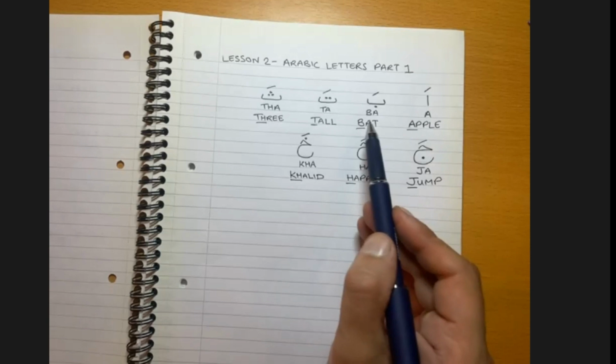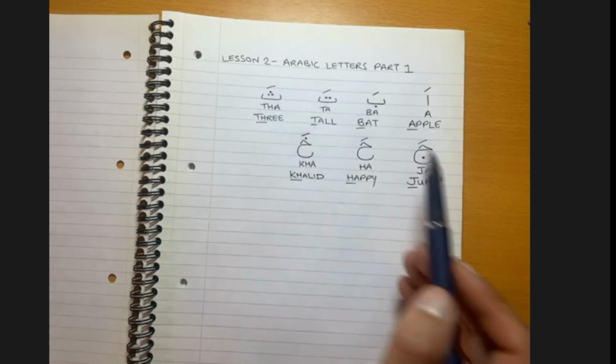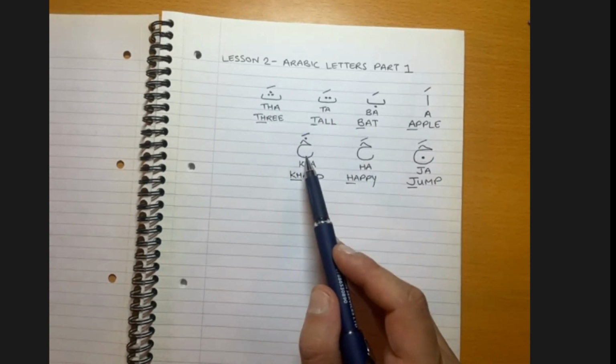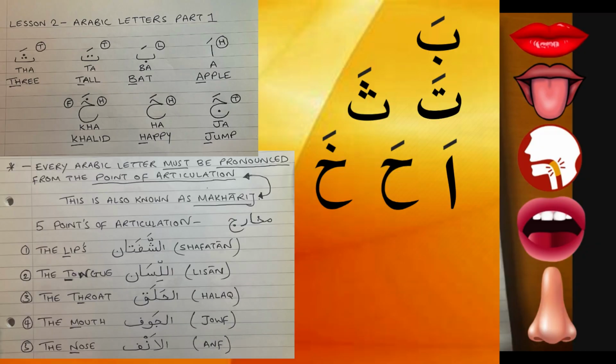We've got A, Ba, Ta, Tha, Ja, Ha, and Kha. Let's look at the points of articulation now for these letters. Ba is pronounced using the lips. Ta and Tha are pronounced using the tongue. In Ta, the tongue stays behind the teeth. In Tha, the tip of the tongue comes slightly out. A, Ha, and Kha are pronounced in the throat. But inshallah, later on we're going to have a lesson dedicated to the throat letters and we'll explain a little more then.